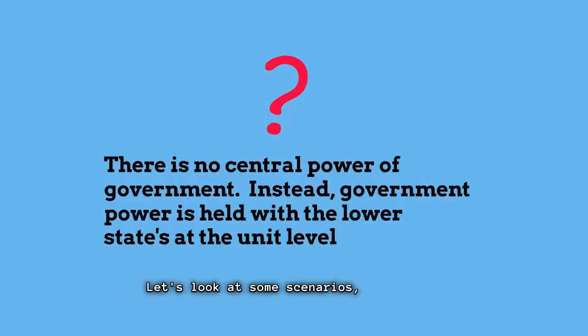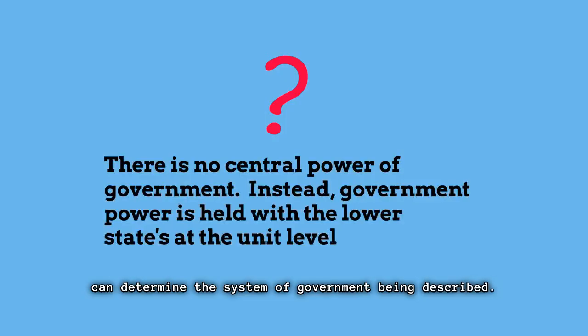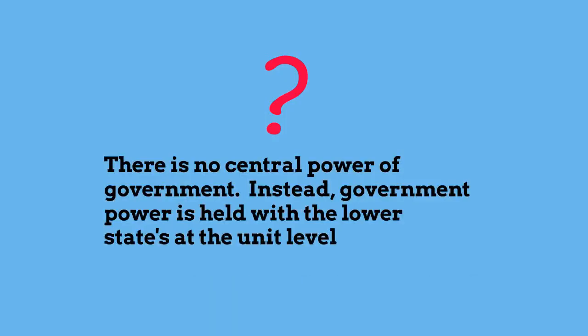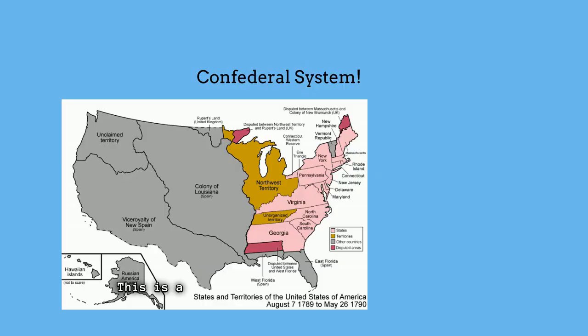Let's look at some scenarios. See if you can determine the system of government being described. Here's our first one. There is no central power of government. Instead, government power is held at the lower government unit level, such as a state. Which system of government is this? This is a confederal system, like we used to have in the United States, or that's in the European Union.